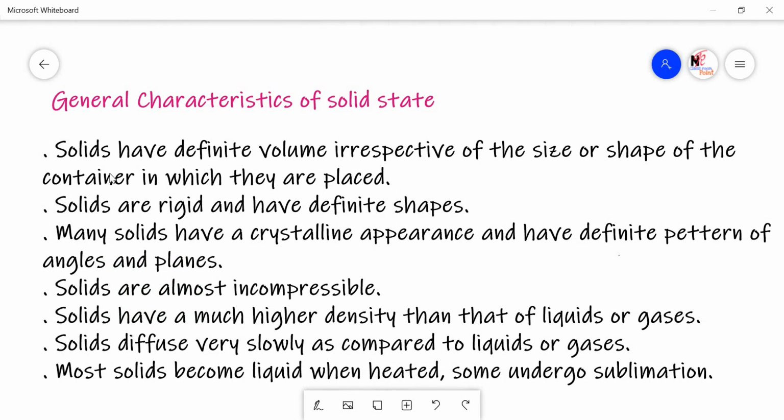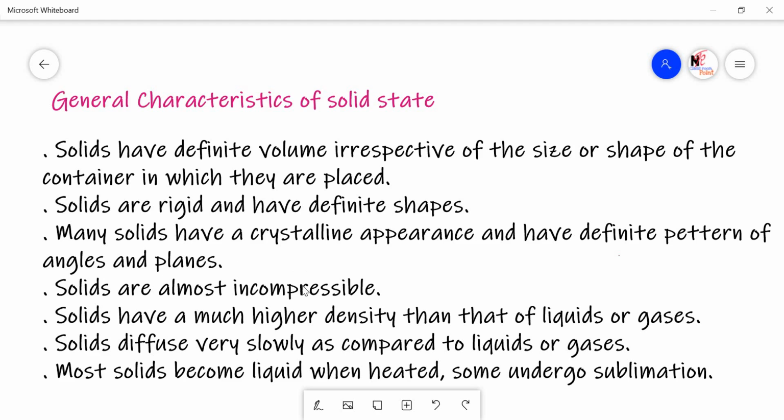As I said just now, solids have definite volume irrespective of the size or shape of the container in which they are placed. Solids are rigid and have definite shapes. The rigid nature of the solids is because of the close packing arrangement of the particles. Many solids have crystalline appearance and have definite pattern of angles and planes. This we shall discuss in the crystalline solids.